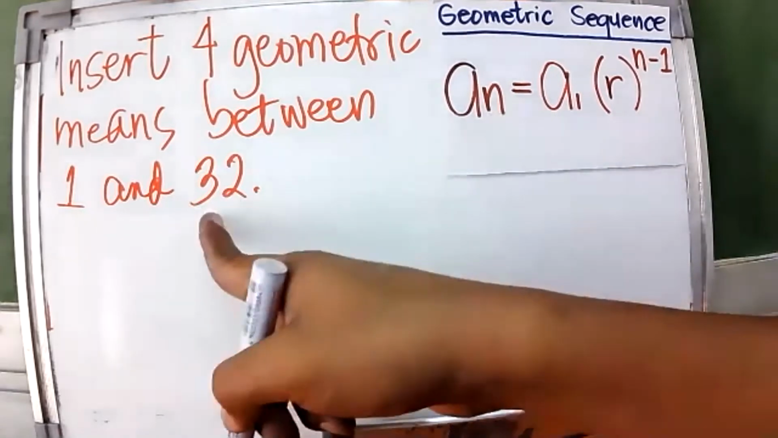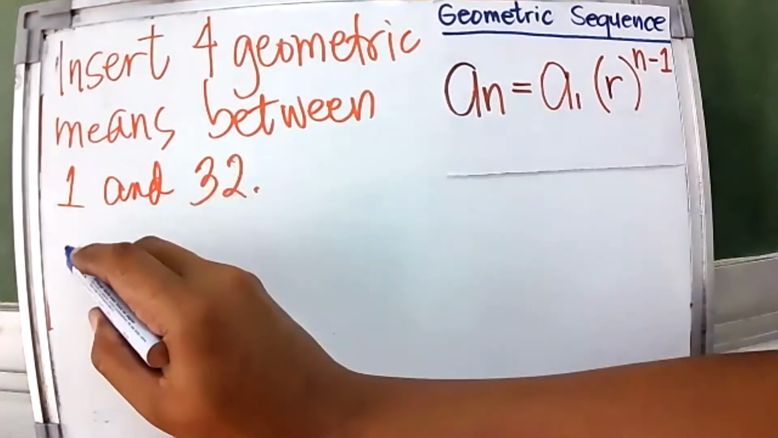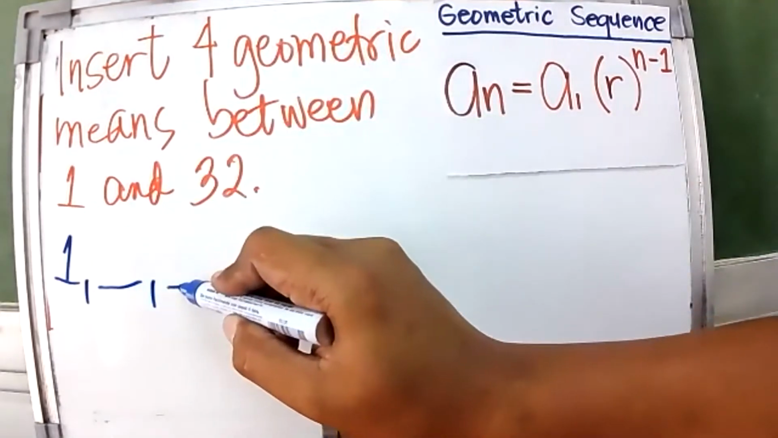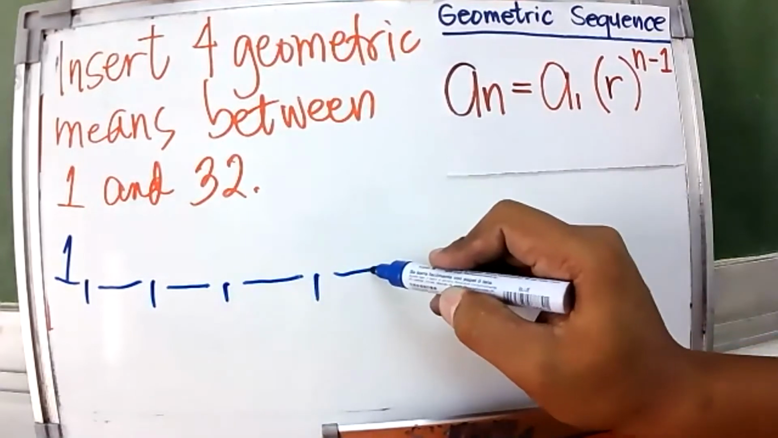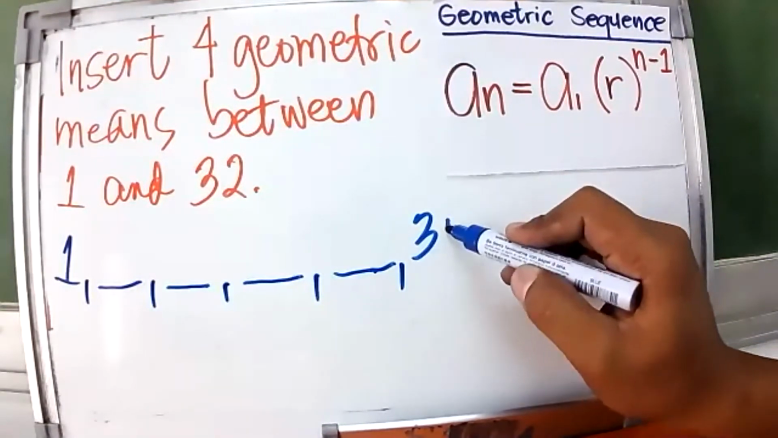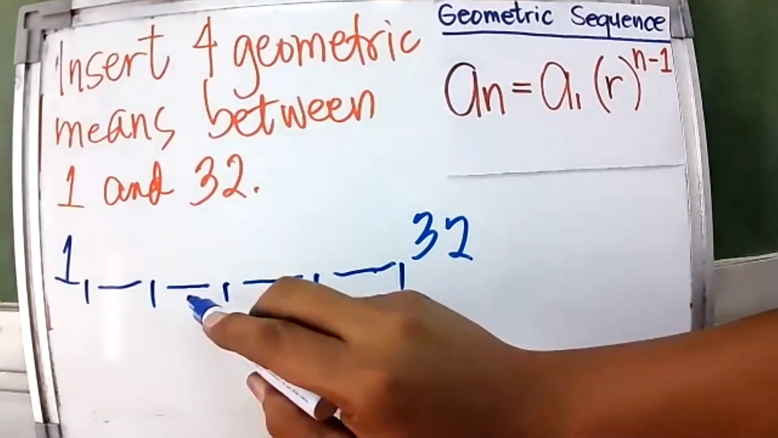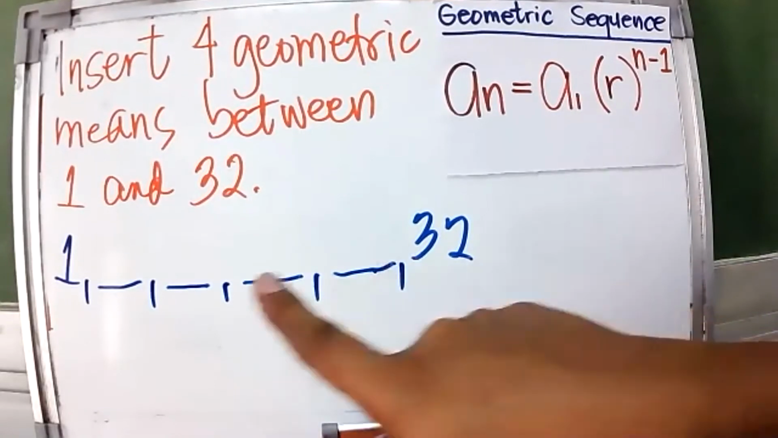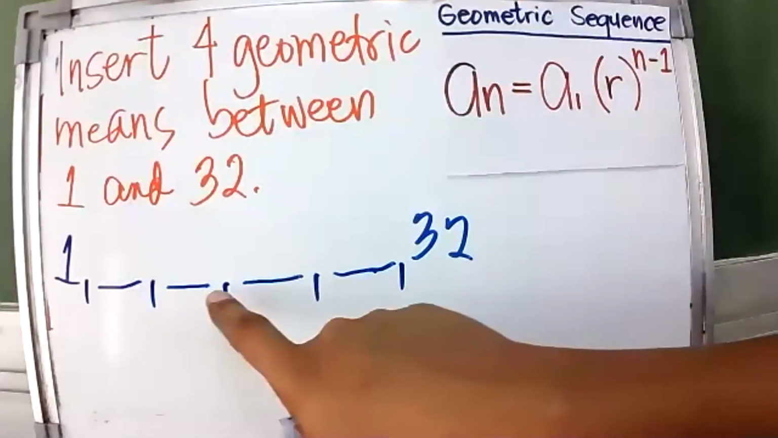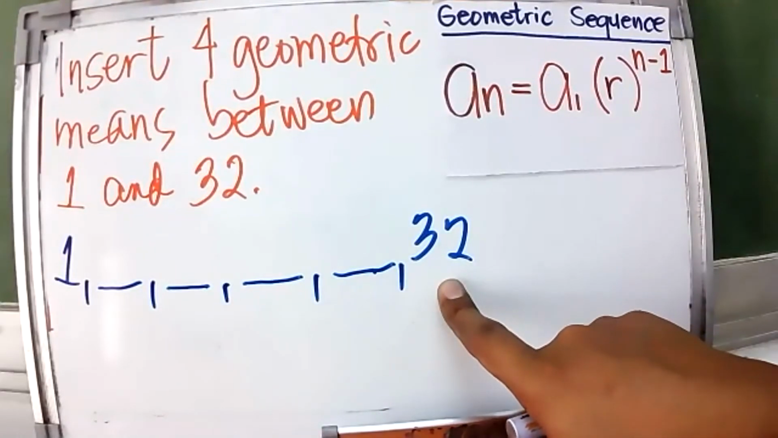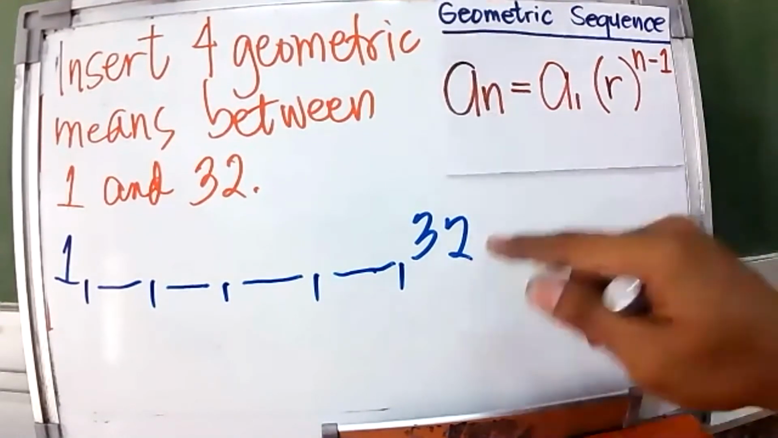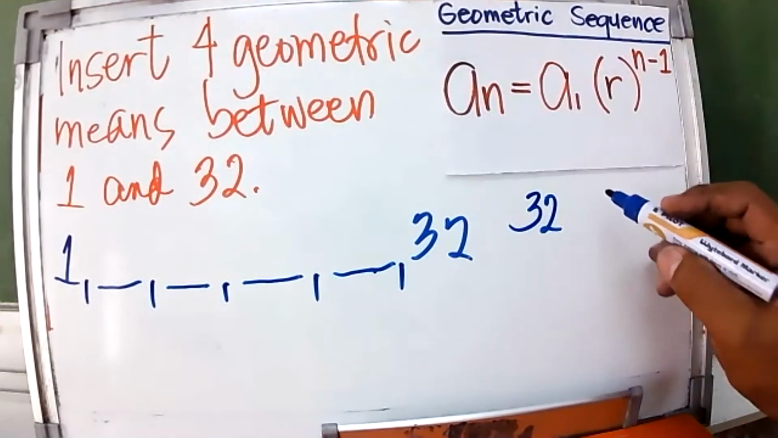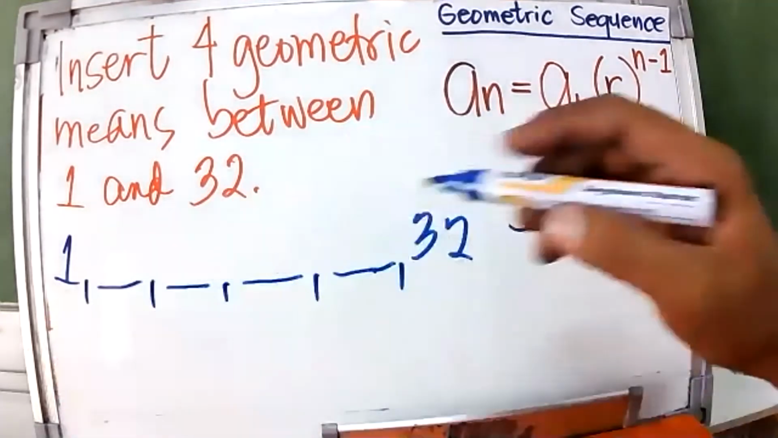A sub n, that's 32. So, if we will draw this, we will have 1. For the geometric means, we have 1, 2, 3, 4, and then the 32. These are the 4 geometric means in between 1 and 32. So, therefore, how many terms are they? We have 1, 2, 3, 4, 5, and 6. So, n is equal to 6. So, our sixth term, the last term, is 32. Okay? Is equal to, our first term is 1.